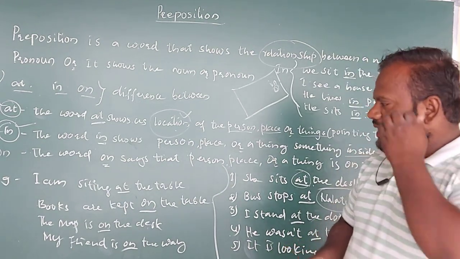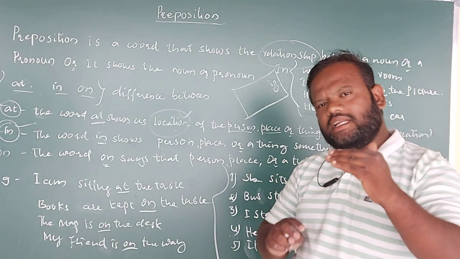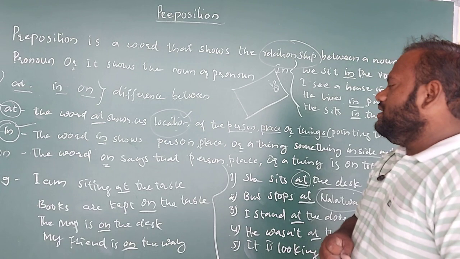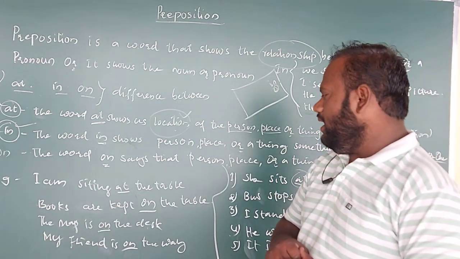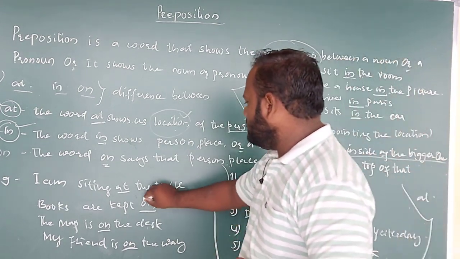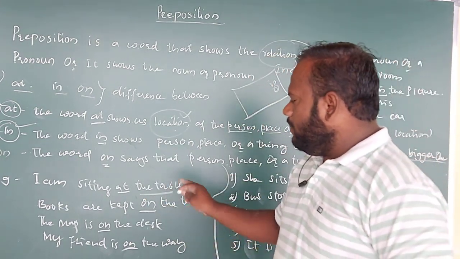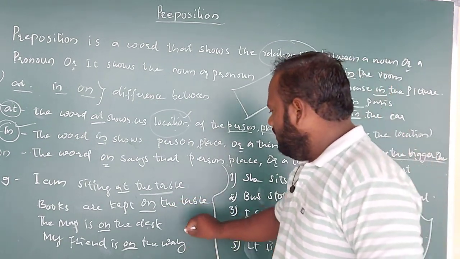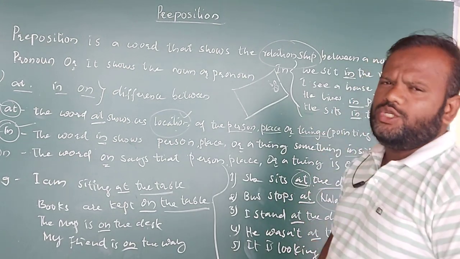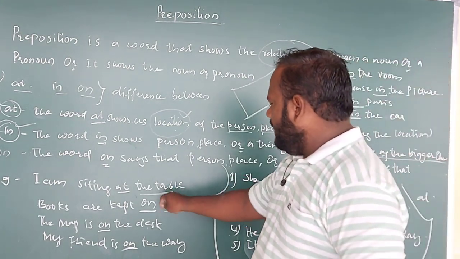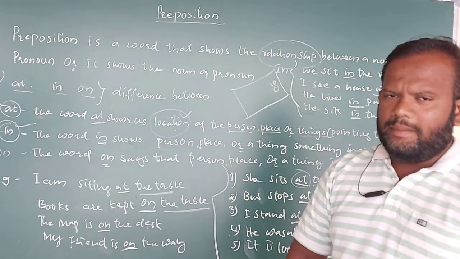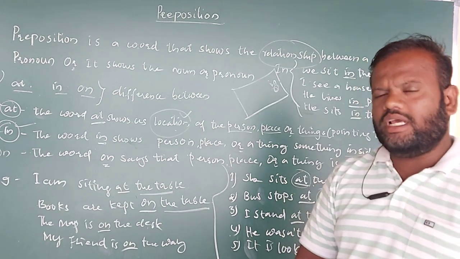Hope you are understanding. Some of the prepositions can come in both situations. How, in a sense? Let's see one example. I am sitting at the table. See the word table here, if you are noticing. And another example: the books are kept on the table. So here, lastly, we can find the table used as an object. At the table and on the table. When we notice these two, the table is common here, but the prepositions which we have used are different.